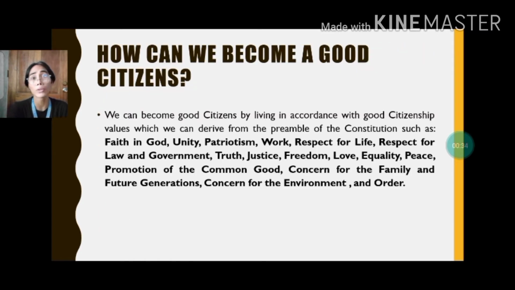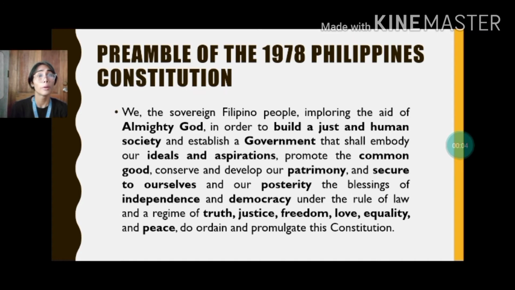How can we become good citizens? We can become good citizens by living in accordance with good citizenship values, which we can derive from the preamble of the Constitution, such as faith in God, unity, patriotism, work, respect for life, respect for law and government, truth, justice, freedom, love, equality, peace, promotion of the common good, and concern for the family.